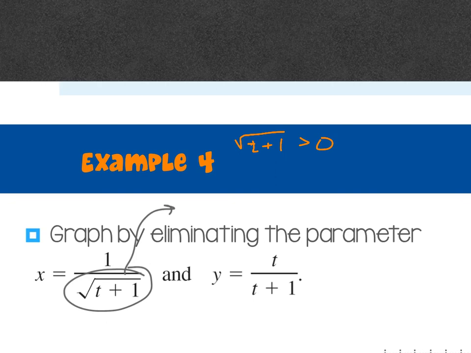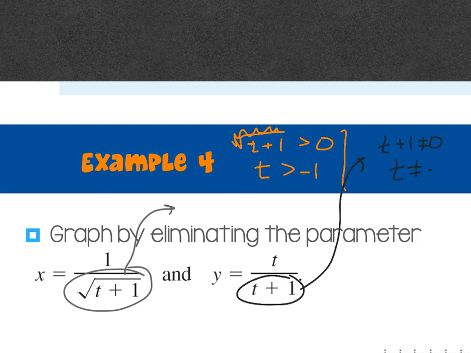If it was in the numerator, it would be greater than or equal to 0, but because it's in the denominator, it's greater than 0. Just what's underneath it, sorry, the t plus 1. So then t would have to be greater than negative 1. That comes from the first equation. And then the second one, the problem is there's a t in the bottom. So t plus 1 cannot equal 0, and t cannot equal negative 1.